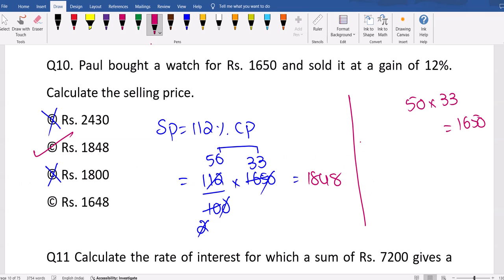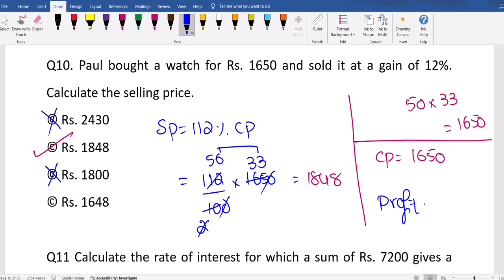The other way of calculating the same question, let's see, cost price 1650. I'm always telling that profit and loss you have to calculate on cost price. What is that, sir? Gain is 12% or profit is 12%. I can write it as 10% plus 2%. 10% of this is 165.